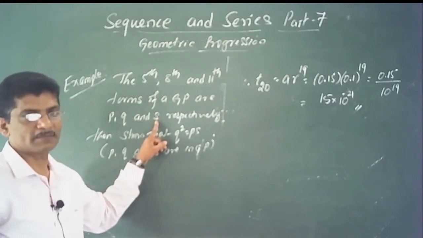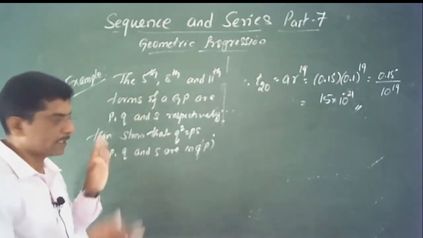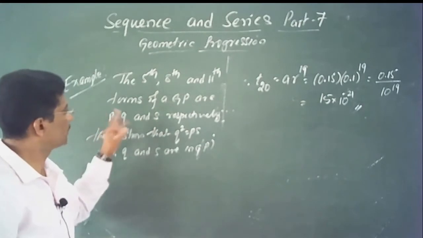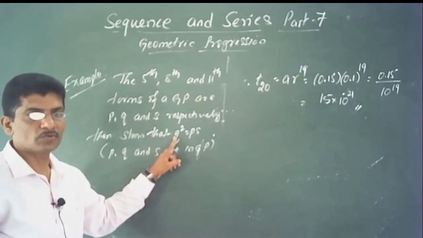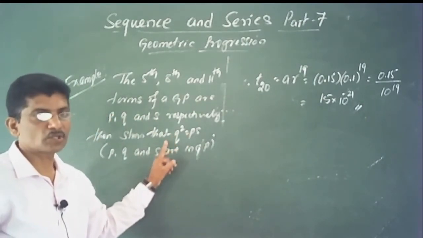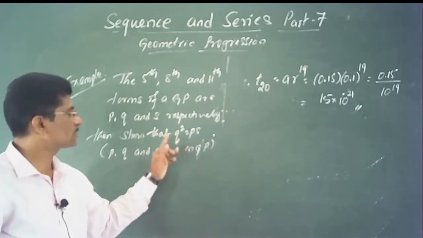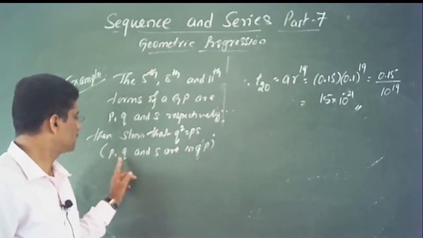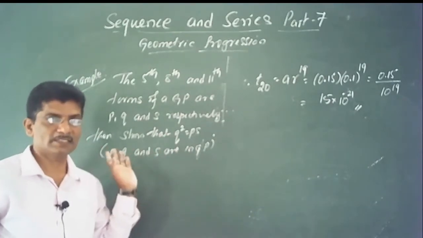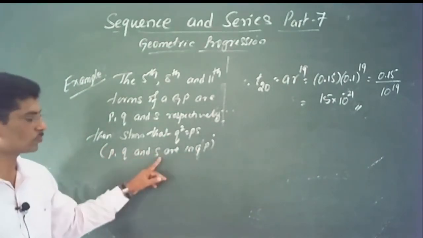S is given. Then find the conditions between P, Q, R. Just prove that Q square is equal to PS. It means Q is equal to root of PS. Q is equal to root of PS means Q is the middle term. It means P, Q and S are in GP. Then you say that Q is equal to root of PS.